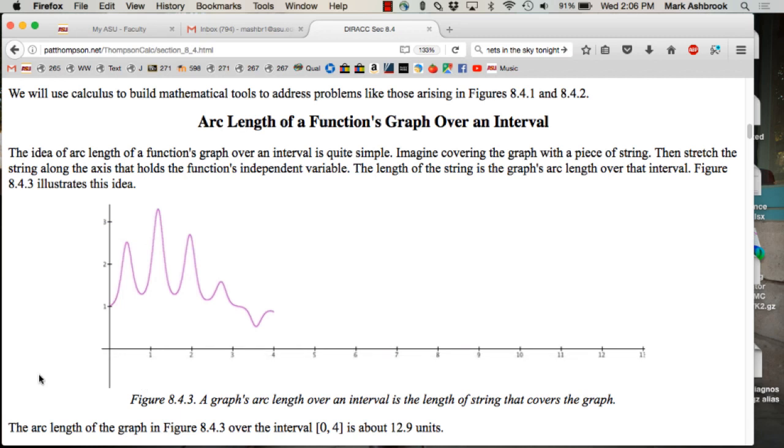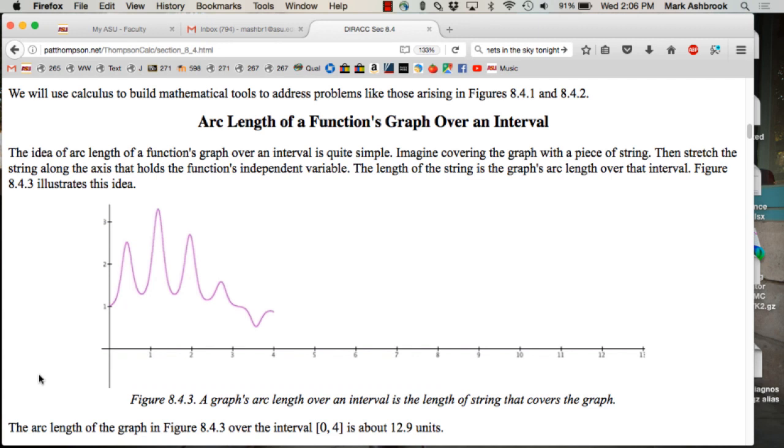So the basic premise here is pretty simple. If I have this graph here starting at 0, it looks like it goes till 4, and I'm interested in knowing the arc length. Or maybe you can think of it like, if you're going to walk that path, what distance would you walk? Or if you laid a string on it and then stretched out the string on the x-axis, how long would that string be?